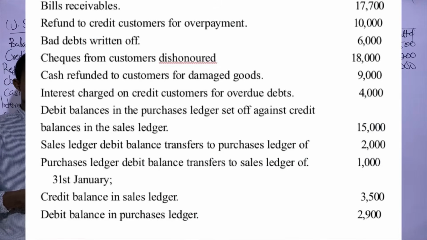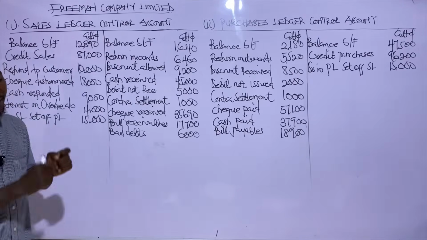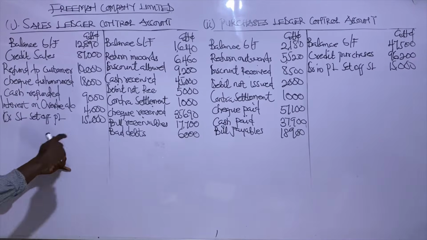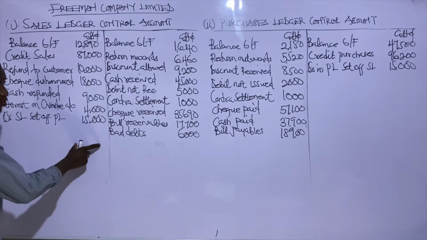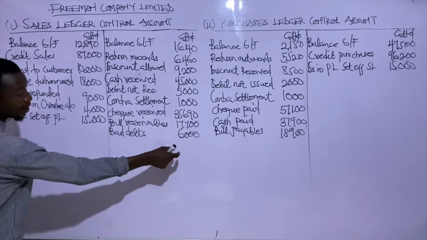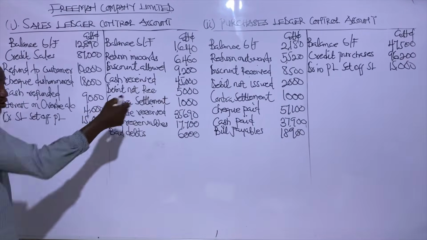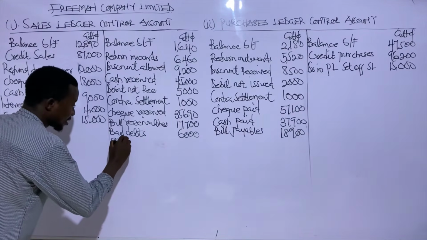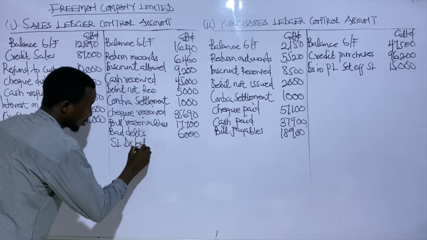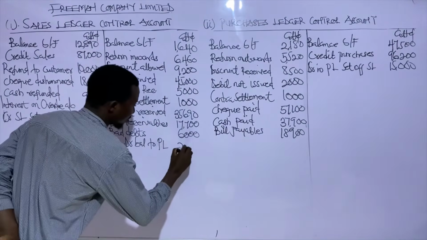So the next item from the question is sales ledger debit balance transferred to purchases ledger of an amount of 2,000. A debit balance in the sales ledger transferred to purchases ledger. Listen and listen good. It is a debit balance of 2,000. We are to transfer to purchases ledger. So we have to record it at the opposite side to cancel off this amount before we do the transfers. Is that okay? So it is a sales ledger debit balance transferred to the purchases ledger, and the amount is 2,000.